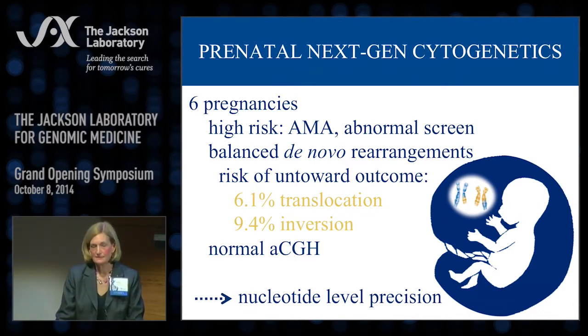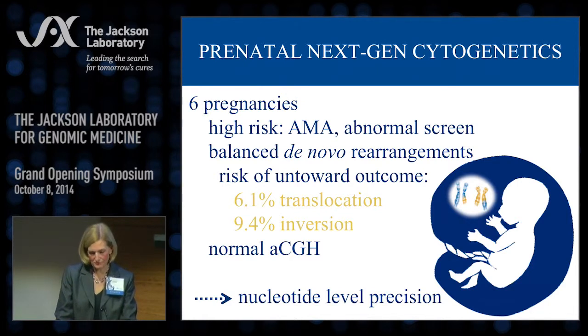Interestingly, all of these cases, and we have 2 others in progress right now, had normal array CGH. So these translocations or inversions were not picked up by any array. And we've been able to take them all, except for the 2 that are currently underway, which I hope will be successful, to nucleotide level precision.